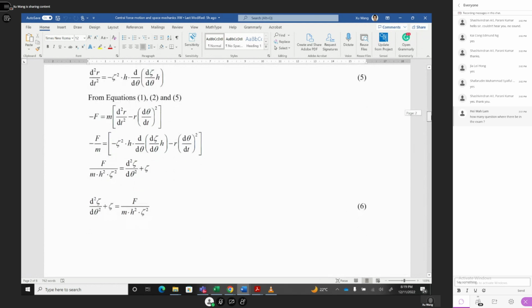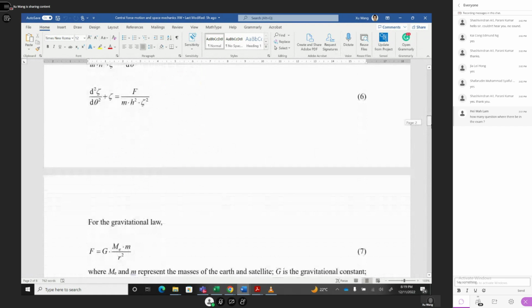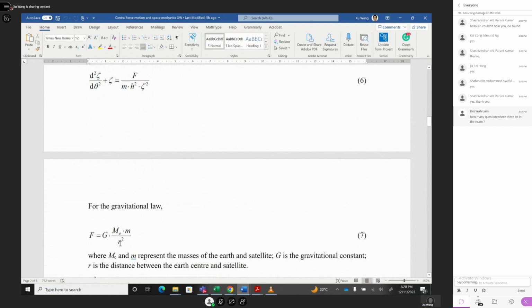And we know for this kind of central force, if it's the gravity force law, for Earth and a satellite, this force should be equal to this one, Newton's gravity law: the gravitational constant multiplied by the Earth's mass plus satellite mass, divided by the distance between the center of the Earth and the center of the satellite. This is Newton's law of gravity.